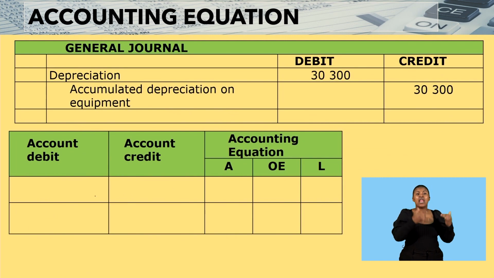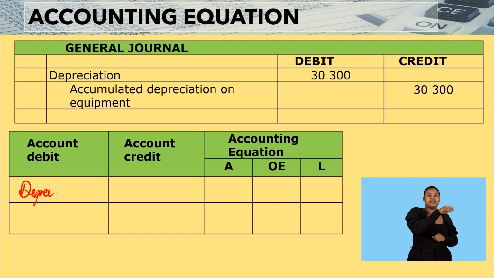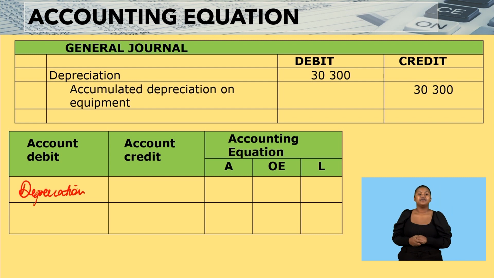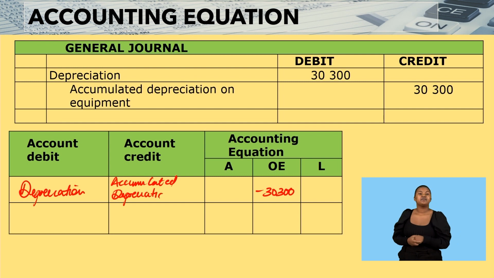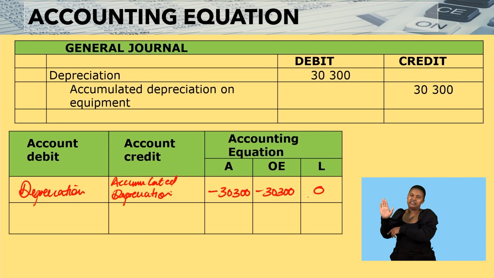And then we will now complete the accounting equation. In the accounting equation, I would debit my depreciation, and depreciation decreases owner's equity. So I'm coming here to say minus 30,300. And I will credit accumulated depreciation, and then accumulated depreciation decreases my assets. So it's going to be minus 30,300. However, there is no effect on my liabilities.